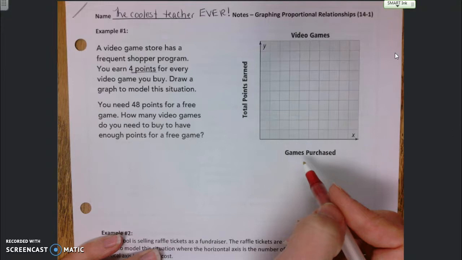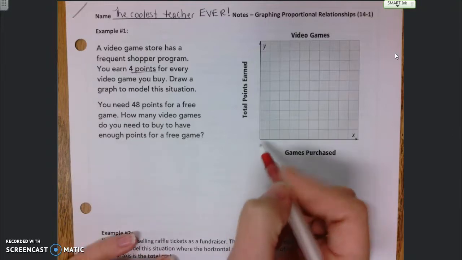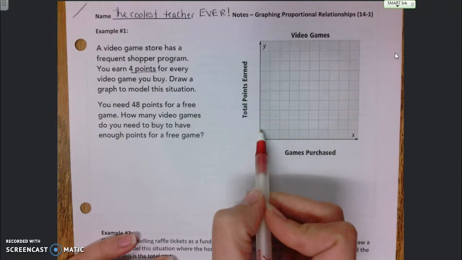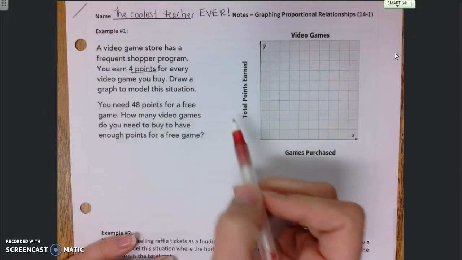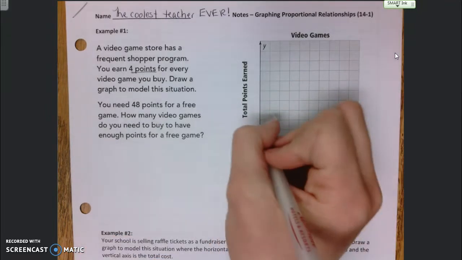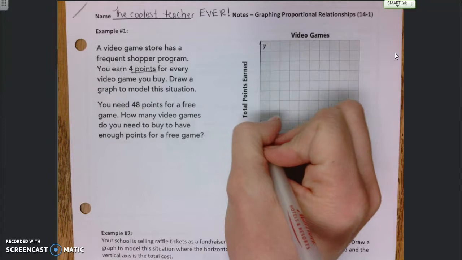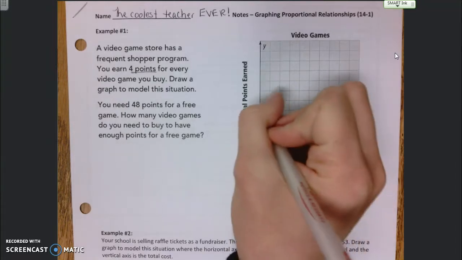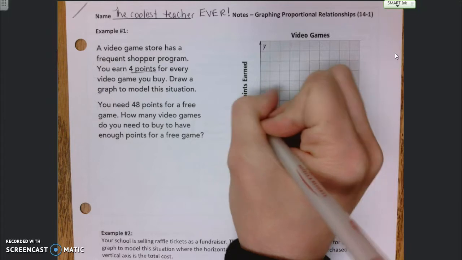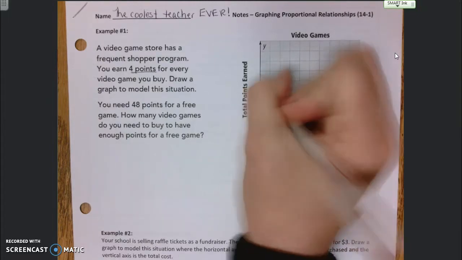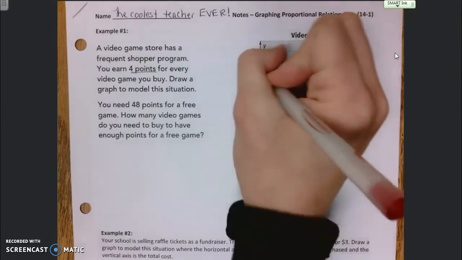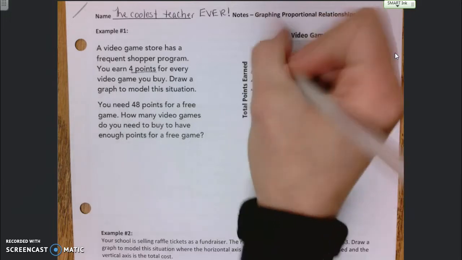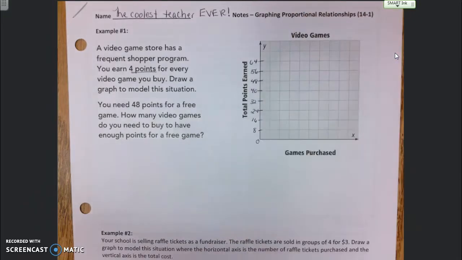Since I need to reach 48 points for a free game, I can't start by going 4, 8, and so forth, because I won't be able to put 48 on the line. So I'm going to start, this always starts at 0 at the origin, so this one's going to be 8, then 16, 24, 32, 40, 48, 56, and 64. So each box on the y-axis has a scale of 8.